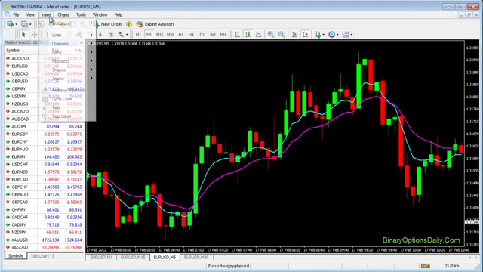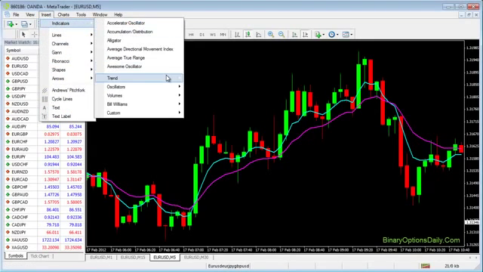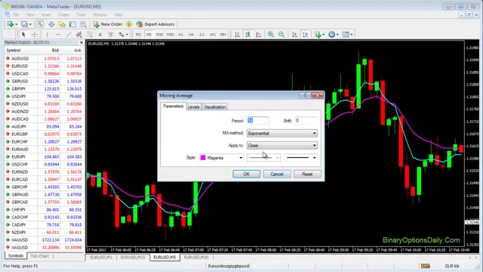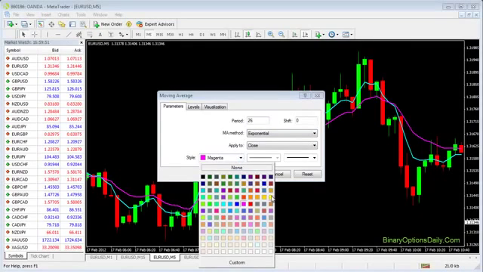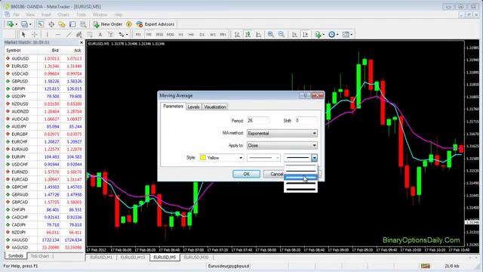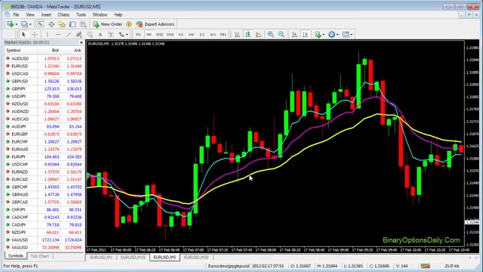And we need to add 1 more. So we're going to go back to indicators, trend, moving average. This one is going to be a 26-period moving average, exponential applied to close. I'm going to choose yellow for this color and make this one just a little bit bigger. And go ahead and click OK.